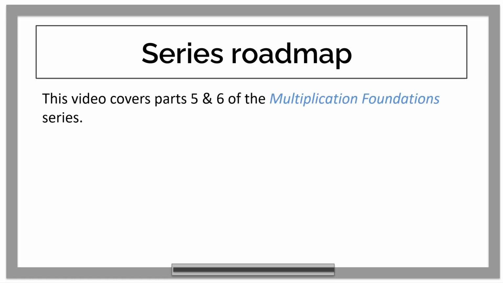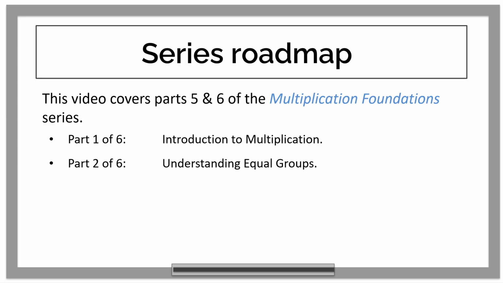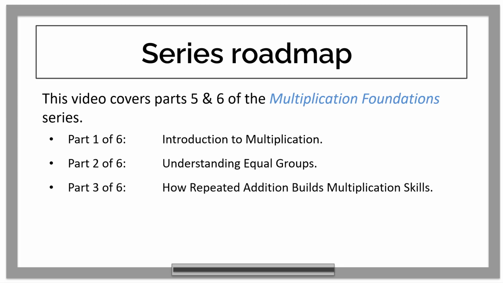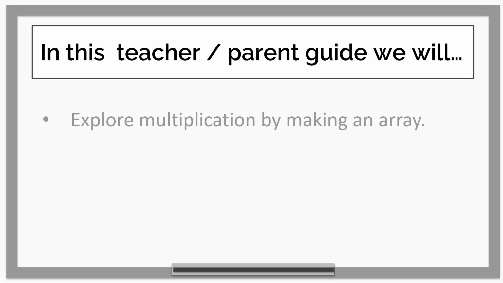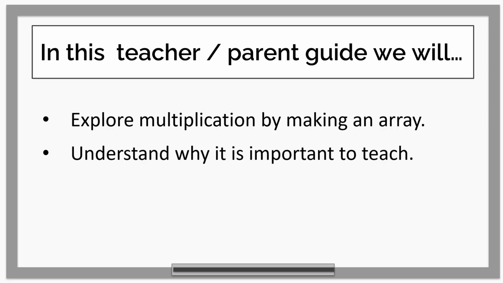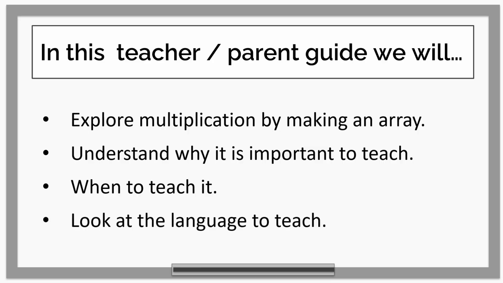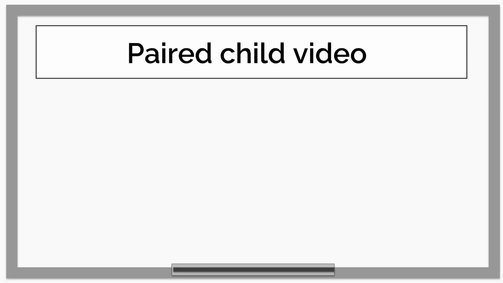Our series roadmap, as you know already, covers introduction to multiplication, understanding equal groups, and how repeated addition builds multiplication skills. We've looked at skip counting, and then parts 5 and 6 look at arrays. In this teacher parent guide, we will explore multiplication by making an array, understand why it is so important to teach, when to teach it, and we will look at the language to teach.